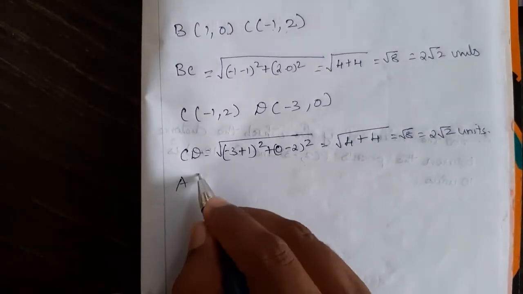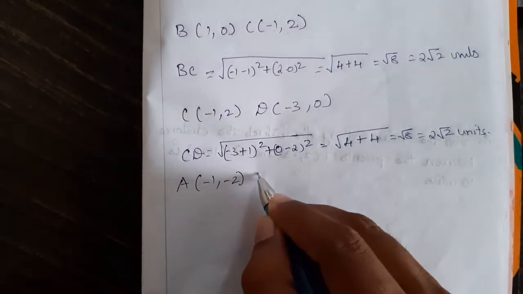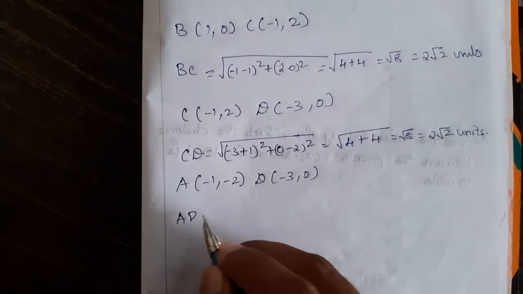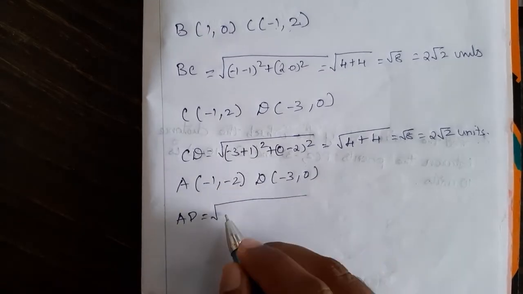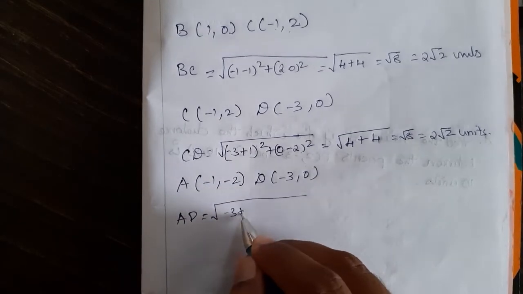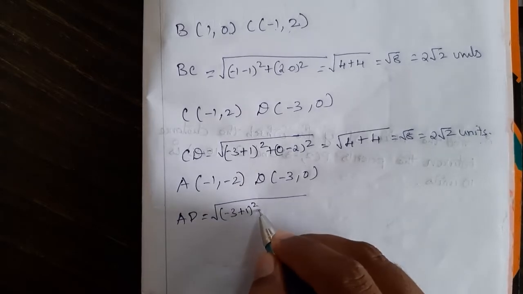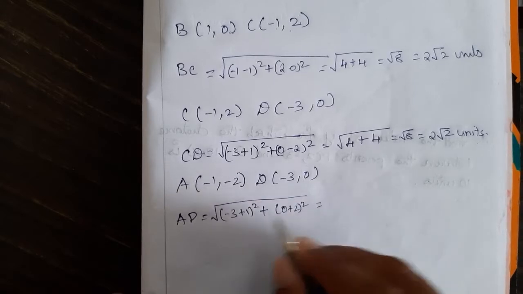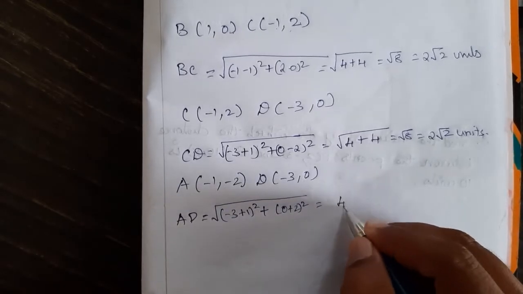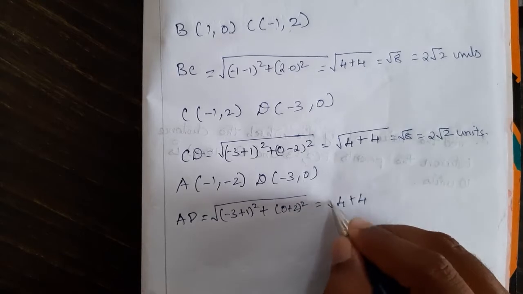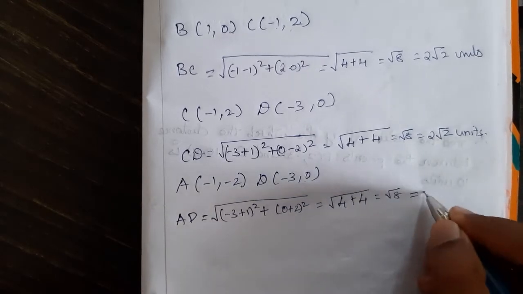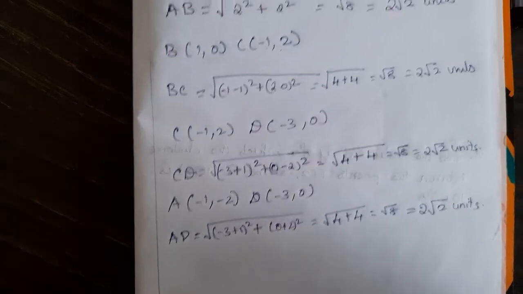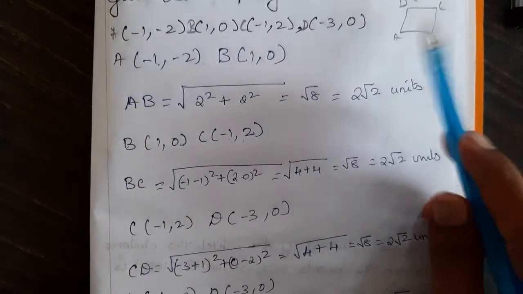So finally we will find the length of AD. Point A is (-1, -2) and D is (-3, 0). So distance AD is equal to the square root of (-3 minus -1) whole squared plus (0 minus -2, which is 2) whole squared. So -3 plus 1 is -2, -2 squared is 4, plus 2 squared is 4. The square root of 8 is 2 square root of 2 units. Clear? It clearly shows that all the sides are equal.